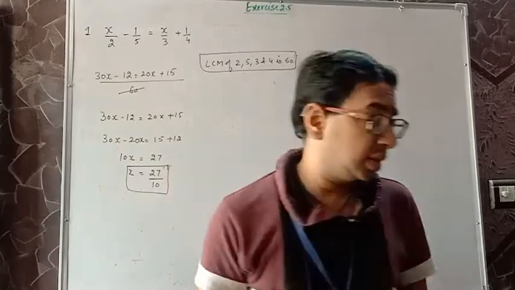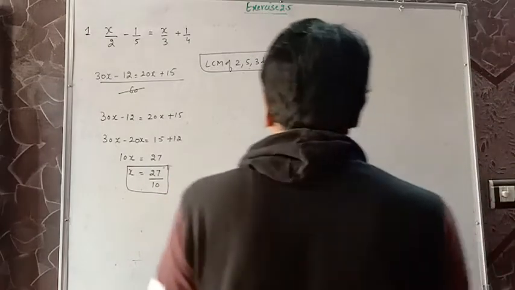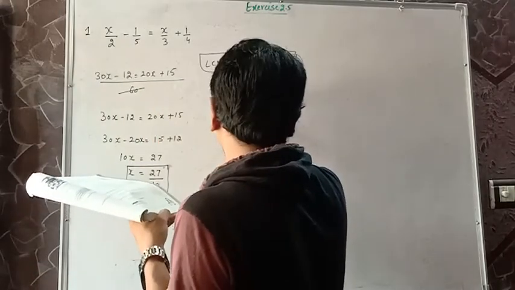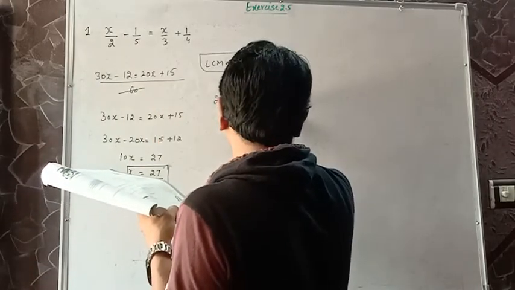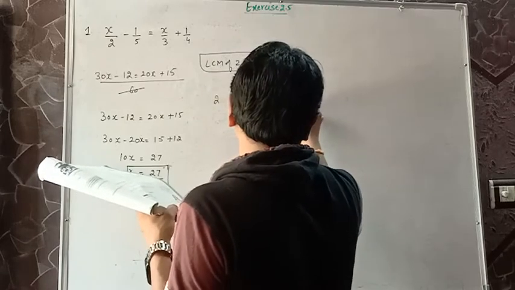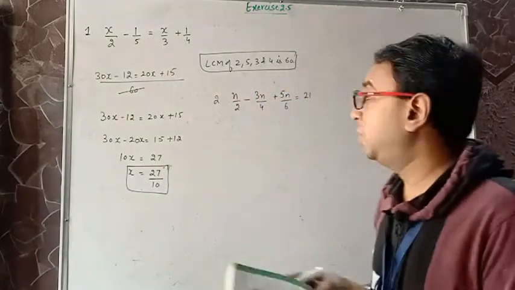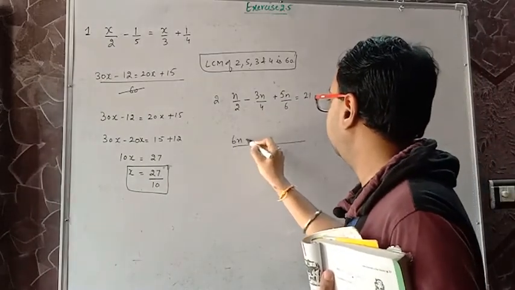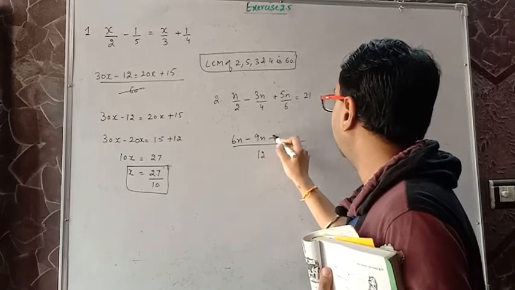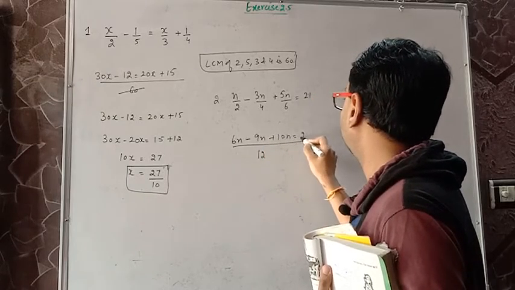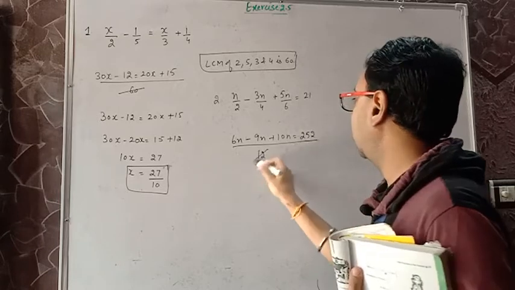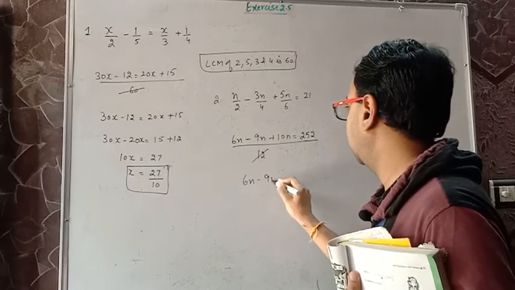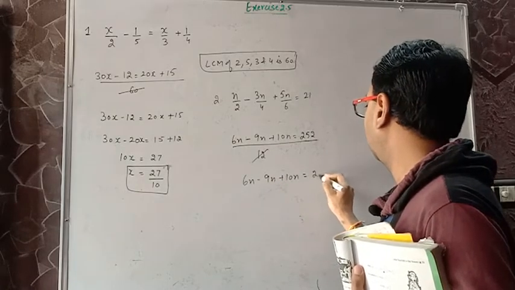Don't get confused. Clear? Question number 2. n by 2 minus 3n by 4 plus 5n by 6 equals 21. Again we'll be taking the LCM. LCM of 2, 4, 6 is 12. It will be 6n, it will be 9n. I'm doing directly. It would be 10n, and this would be 252. Discard the LCM. We'll be getting 6n minus 9n plus 10n is equal to 252.